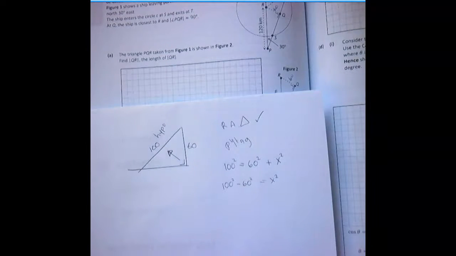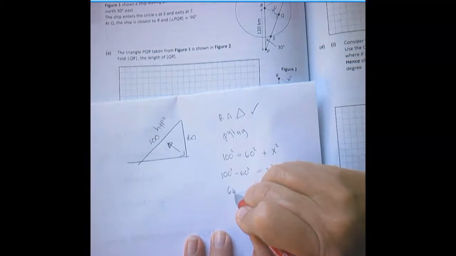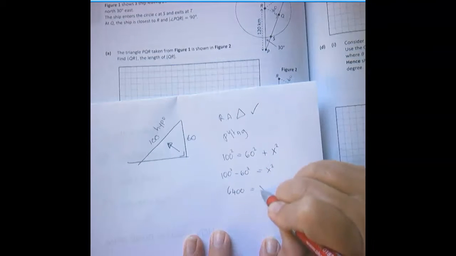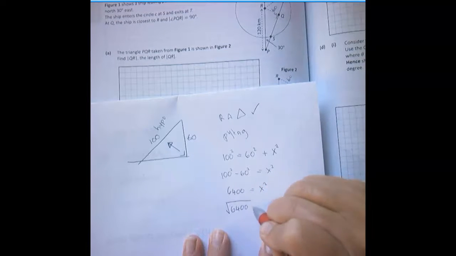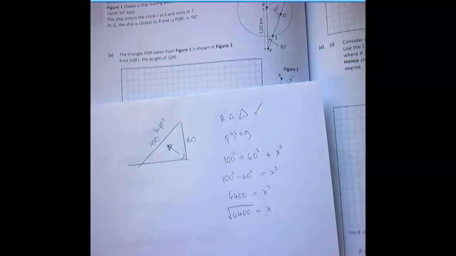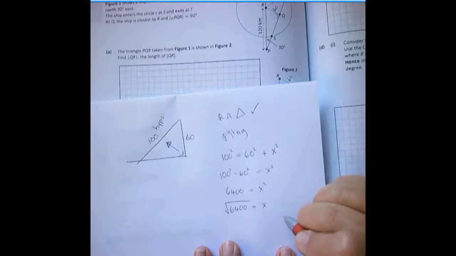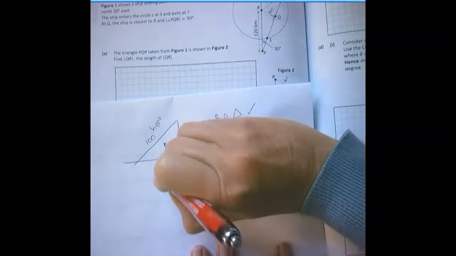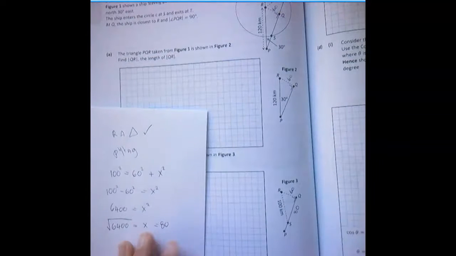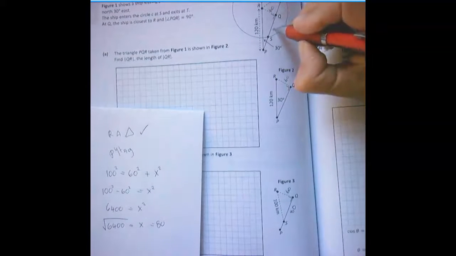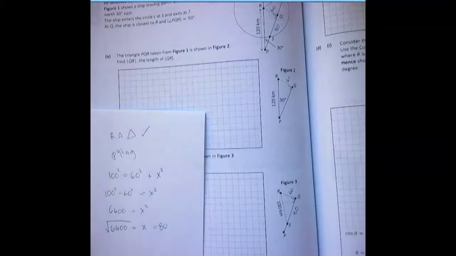So on the calculator, if you go 100 squared, take away 60 squared, you get the grand total of 6,400, which is my x squared. So my square root of 6,400 is my x. So the square root of 6,400 is 80. So that means I know my other side was 80 and I label it in. So Q to S was 80.